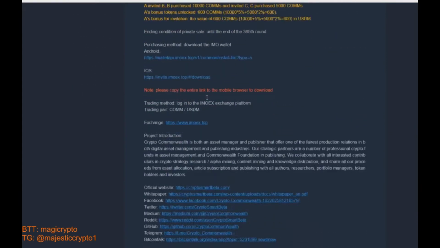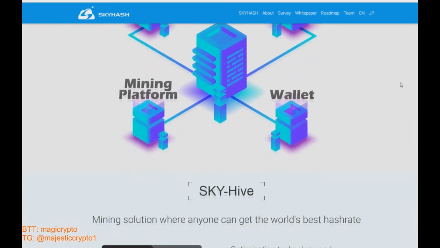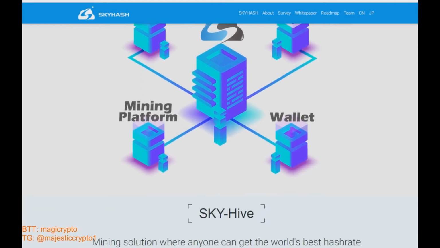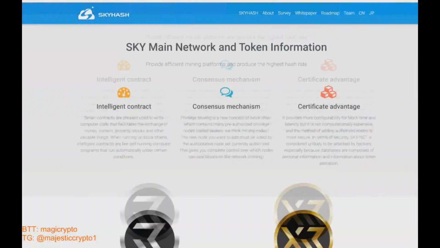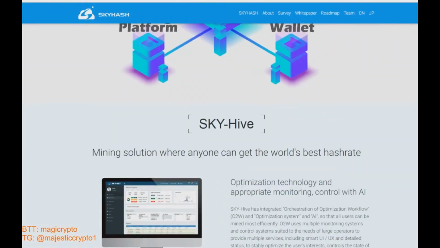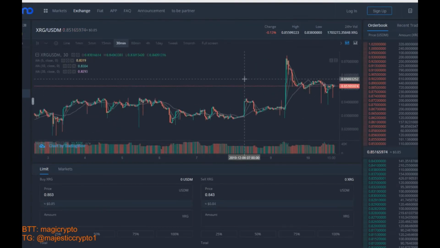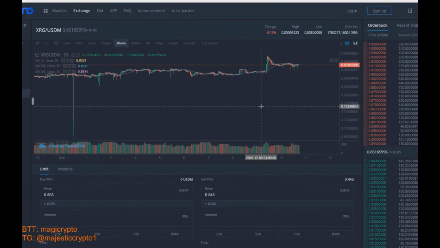Let's check another one. The next is Skyhash. And what is Skyhash? Skyhash is actually a mining service. Skyhash consists of Skyhive, Sky Hosting or Sky Cloud, Sky Exchange and Sky Dex. And XRG tokens are IMO coins issued by Skyhash. XRG can only be purchased from the IMO round, creating economy and liquidity on the IMO platform.